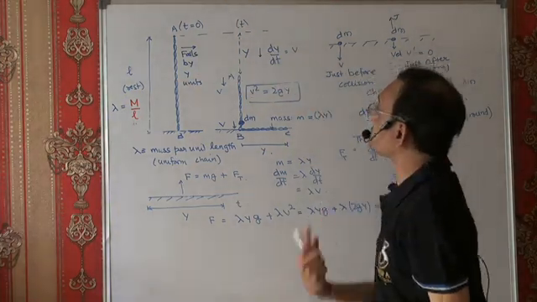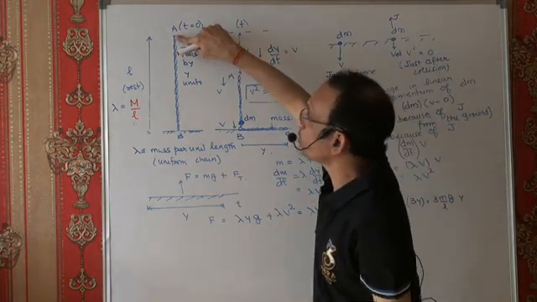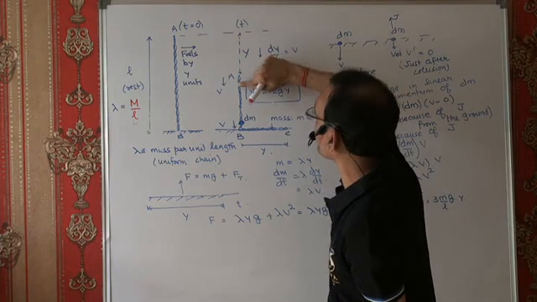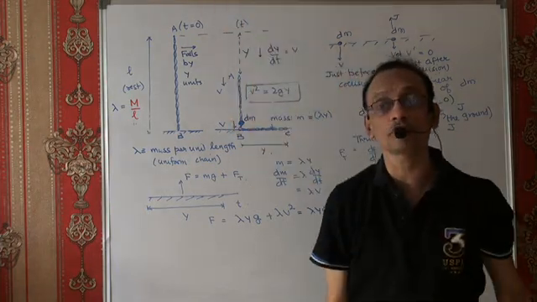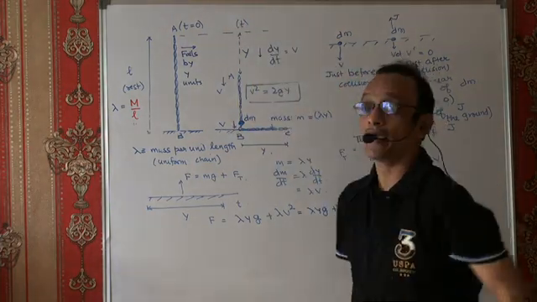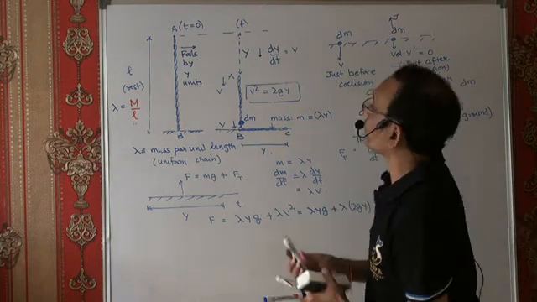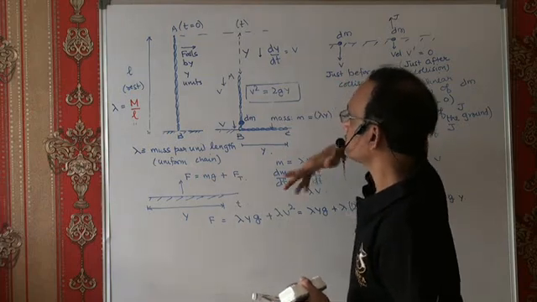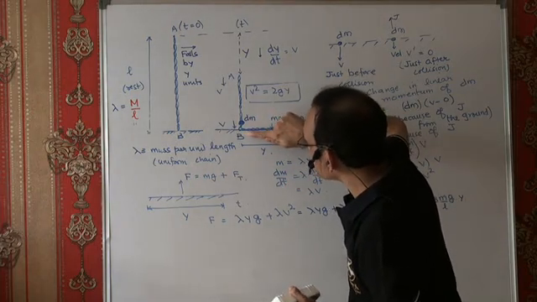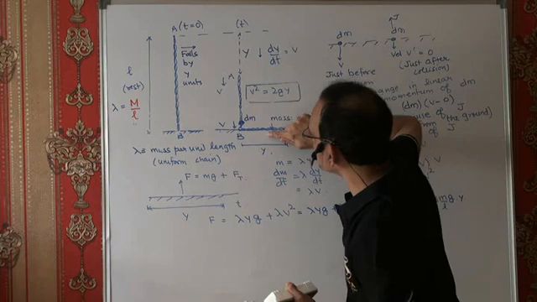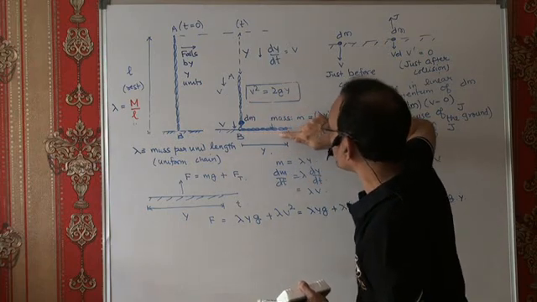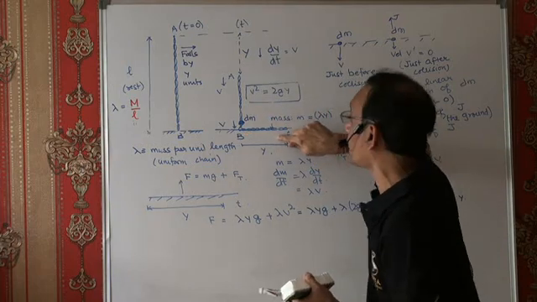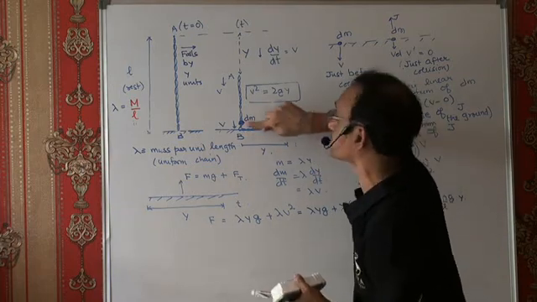At some instant of time, the upper end of the chain would have fallen by an amount y. And what we want to find is, at that instant of time, what is the force that the ground exerts on the portion of the chain resting flat on the ground? What is the force exerted by the ground on the portion of the chain resting on the ground?